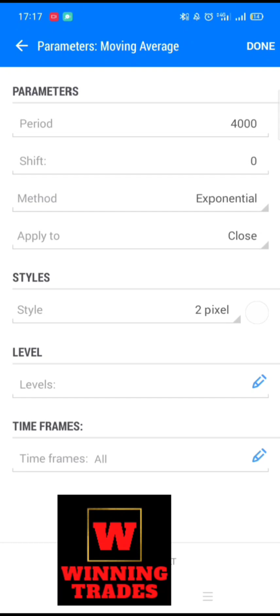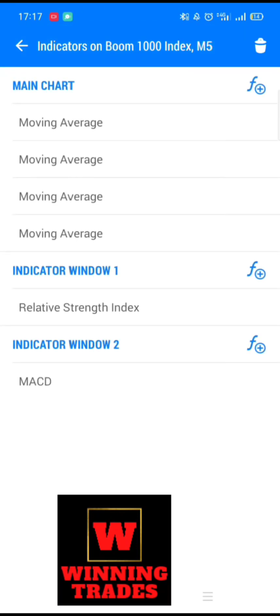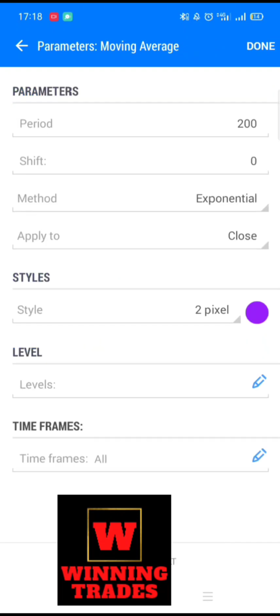I'm going to go ahead and show you how my own settings look like so that you can follow my own setups. All right, so let's go. This is my 200 EMA. You can see, set your period to 200, shift, put it on 0, apply to method will be exponential, apply to close. Then for style, you can pick any style of your choice.